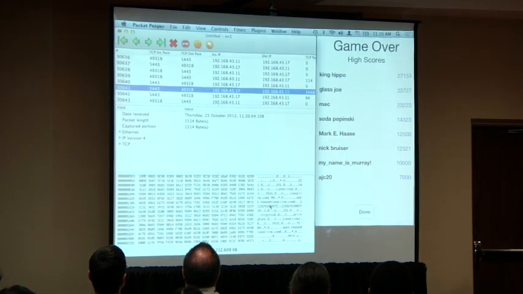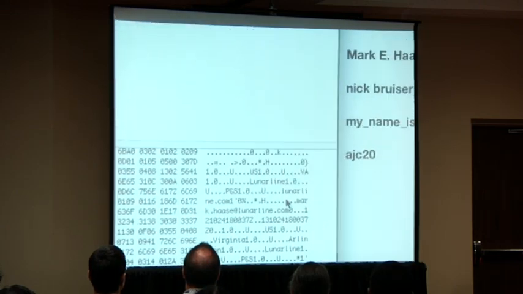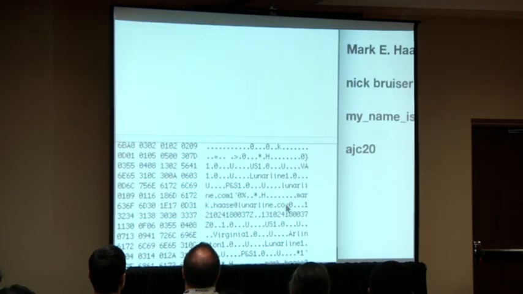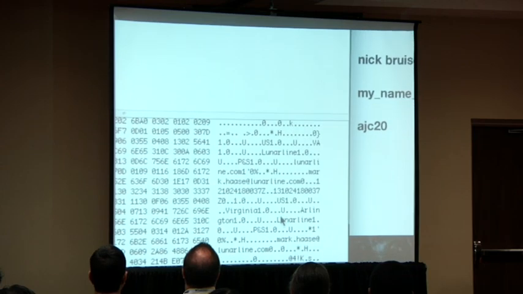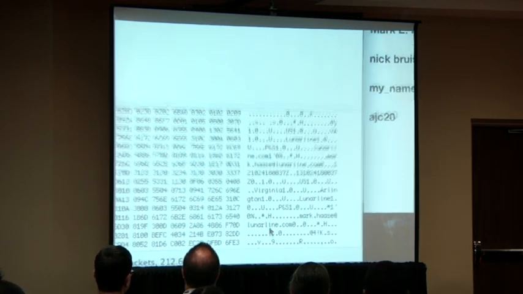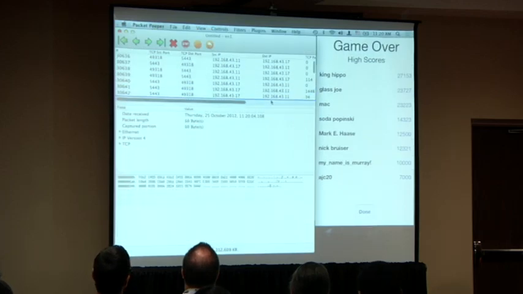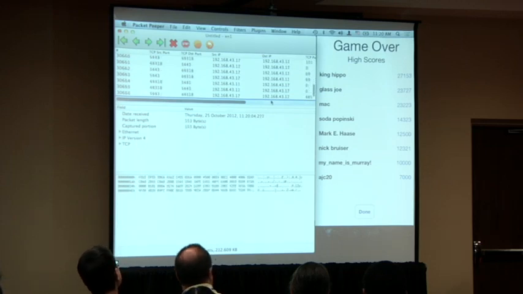Let me see if I can zoom in here. You can see, here's my name. This is my name on the certificate. You can see Virginia, Arlington, Lunarline, lunarline.com. So this is our certificate. And then if we look at the rest of the traffic, what we'll see is that it's basically all gibberish. And this is because it's SSL. So if you were trying to intercept this traffic, this would not be a good way to do it.